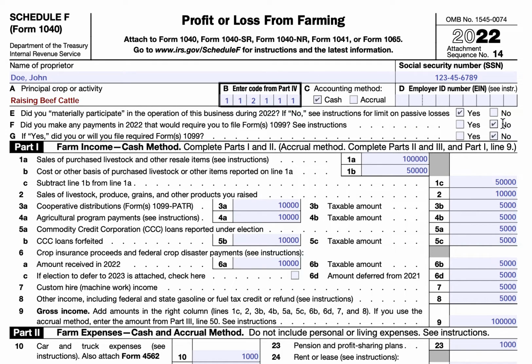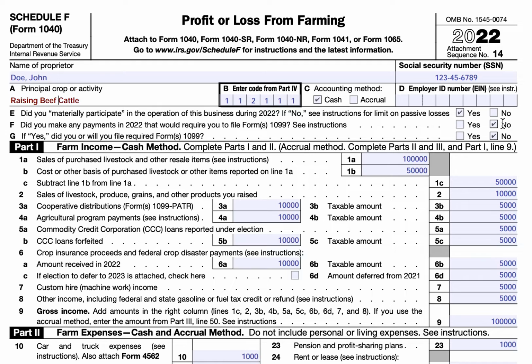In line F, did you make any payments that would require you to file Form 1099? Specifically, anyone that has to issue 10 or more informational tax returns, such as 1099s, generally has to do so electronically.